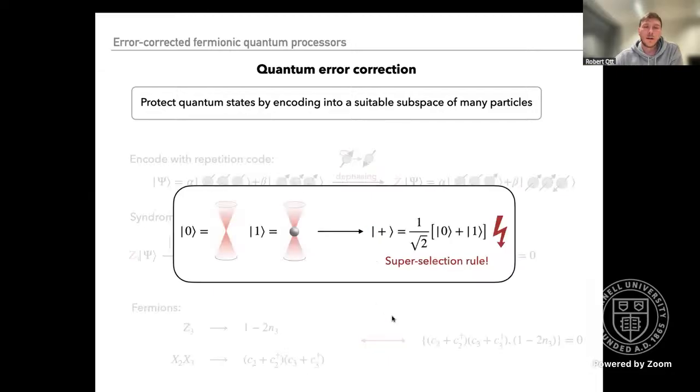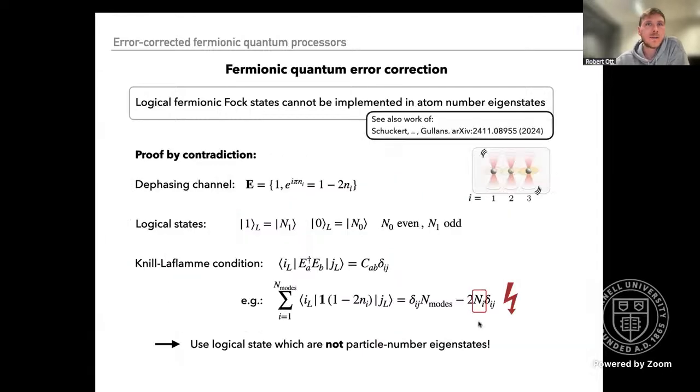So the upshot is, if you want to protect against phase errors, you usually go into the opposite basis and try to make an equal weight superposition of the two. So you want to go to something like a plus state in this case, but you can't, because then the atom number is not conserved, and this fundamentally clashes. Okay, so one can phrase this in different ways. You can also think of it in this way.